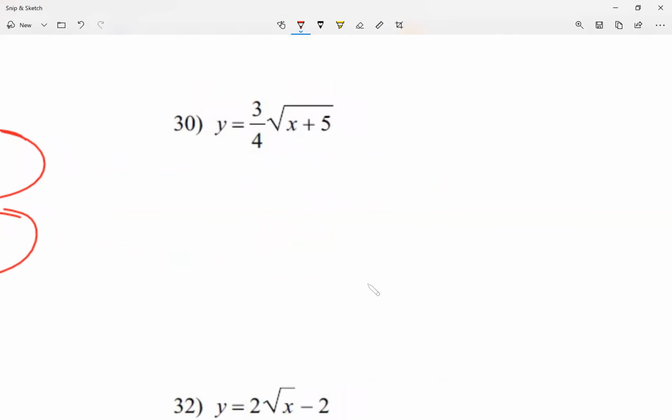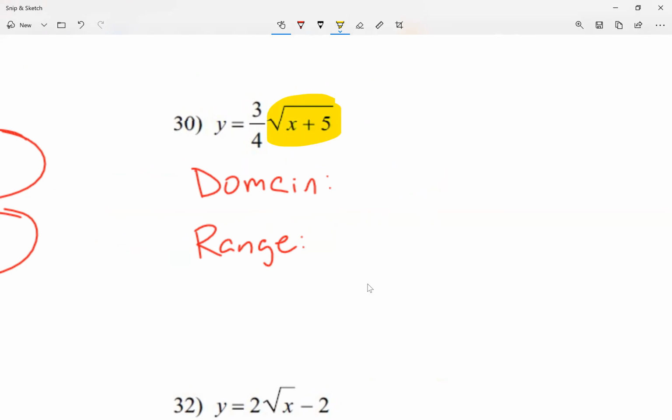Let's take a look at question number 30. Domain and range. Let me write those things down. My x value is inside a square root, the square root of x plus 5. My square root cannot be negative, but x can be negative. So what will make my square root equal to 0? If x was equal to negative 5. So my domain is going to be x is greater or equal to negative 5.